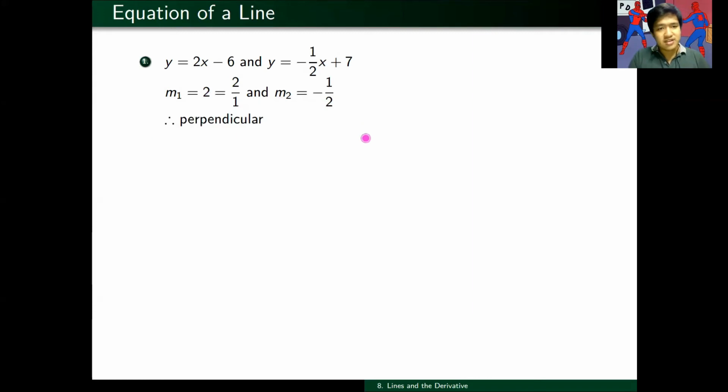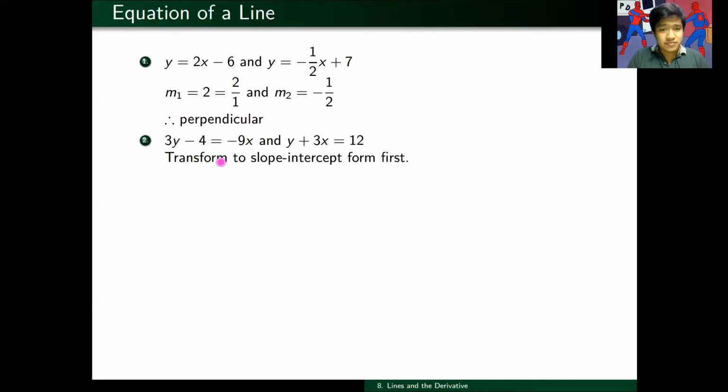Okay, good. Next, I have here 3y minus 4 equals minus 9x and y plus 3x equals 12. So, hindi pa obvious kung ano yung slope, no? Nung dalawang lines because they are not yet in the form y equals mx plus b. Let's try to transform them.